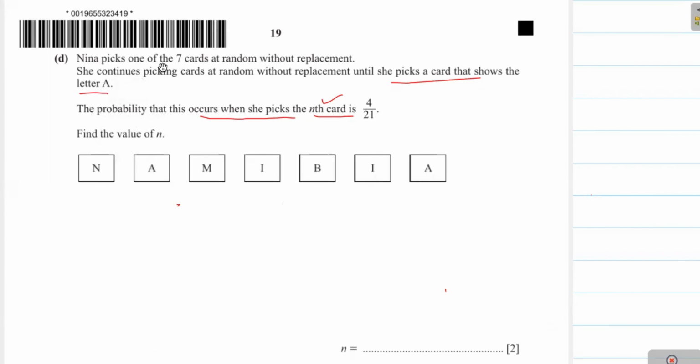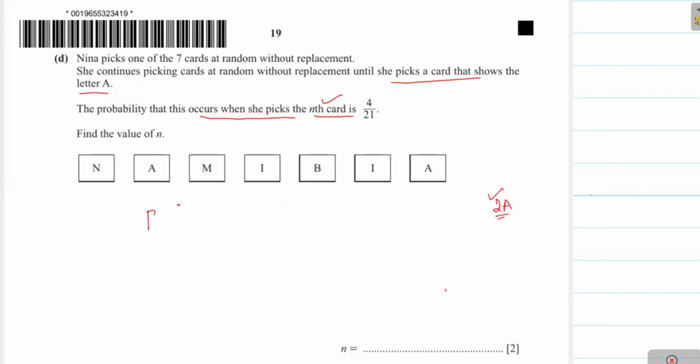Part D. Nina picks one of the 7 cards without replacement. She continues picking at random without replacement until she picks a card showing the letter A. Find the probability that this occurs when she picks the nth card is 4 over 21. Now look here, there are 7 cards, 2 cards with the letter A.